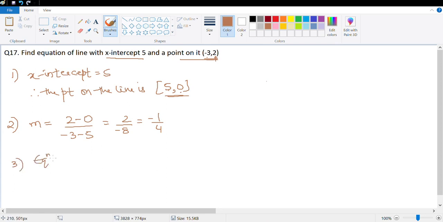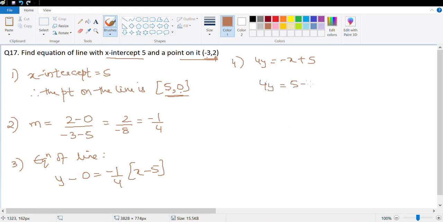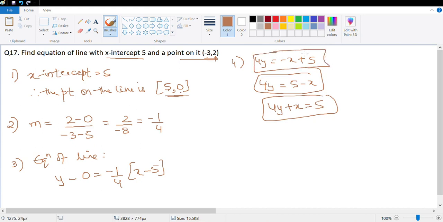Therefore, equation of line would be given by the formula y minus y1. Let's take y1 as 0, is equal to m, in this case negative 1 upon 4, times x minus x1, that's 5. If I cross multiply, I get 4y is equal to negative x plus 5, which means 4y is equal to 5 minus x. Whichever way you write it, you could also write this as 4y plus x is equal to 5. Or even the first way I've written, all three are acceptable forms, whichever way you like it. Good. Let's look at the next question.